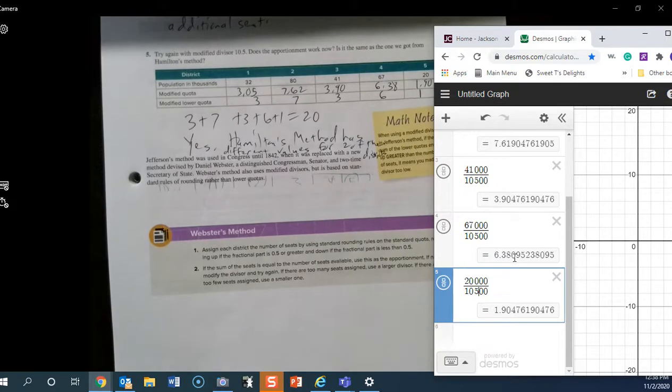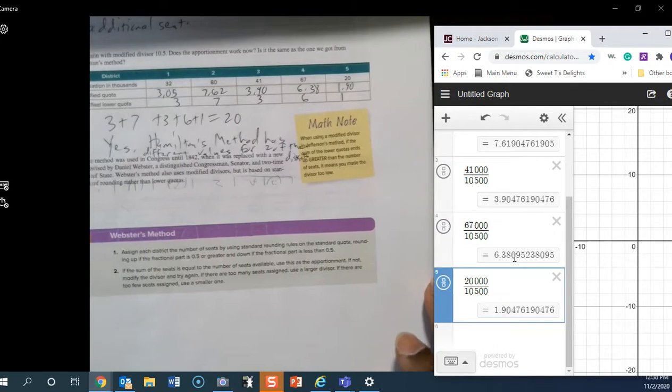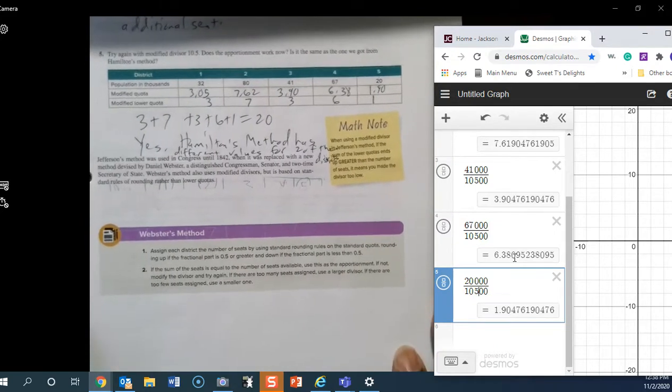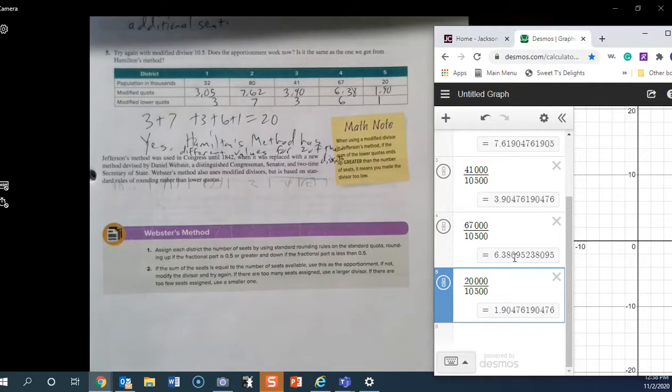Okay, Webster's method. It says here, assign each district the number of seats by using standard rounded rules on the standard quota. Rounding up if the fractional part is 0.5 or greater, and down if the fractional part is less than 0.5. If the sum of the seats is equal to the number of seats available, use this as the apportionment. If not, modify the divisor and try again. If there are too many seats assigned, use a larger divisor. If there are too few seats assigned, use a smaller one.